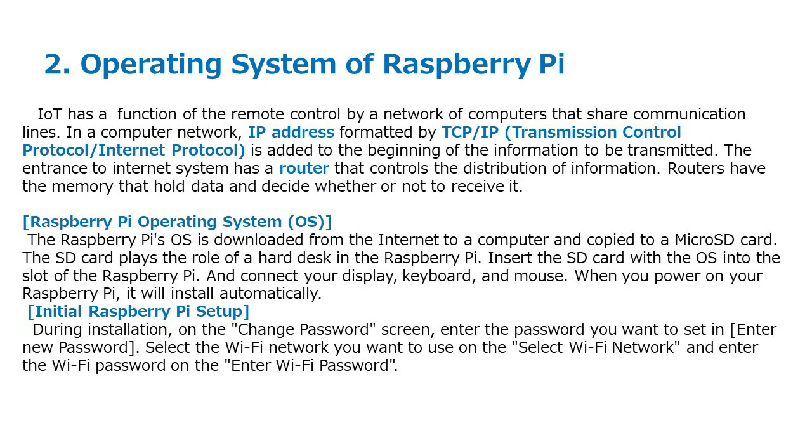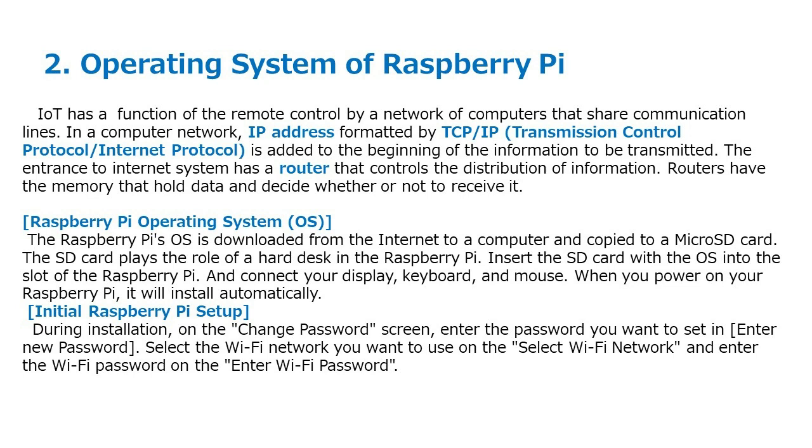Raspberry Pi Operating System, OS. The Raspberry Pi's OS is downloaded from the Internet to a computer and copied to a microSD card. The SD card plays the role of a hard disk in the Raspberry Pi. Insert the SD card with the OS into the slot of the Raspberry Pi, and connect your display, keyboard, and mouse. When you power on your Raspberry Pi, it will install automatically.